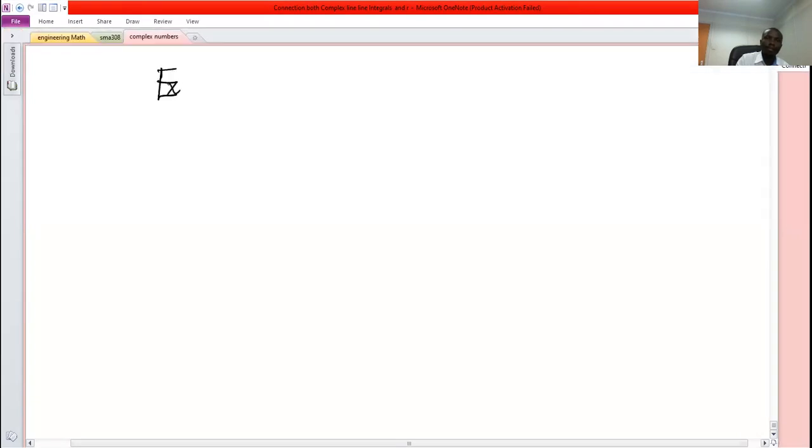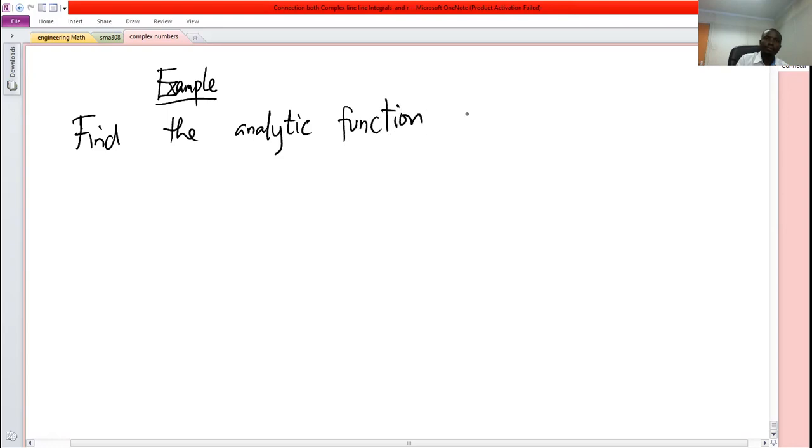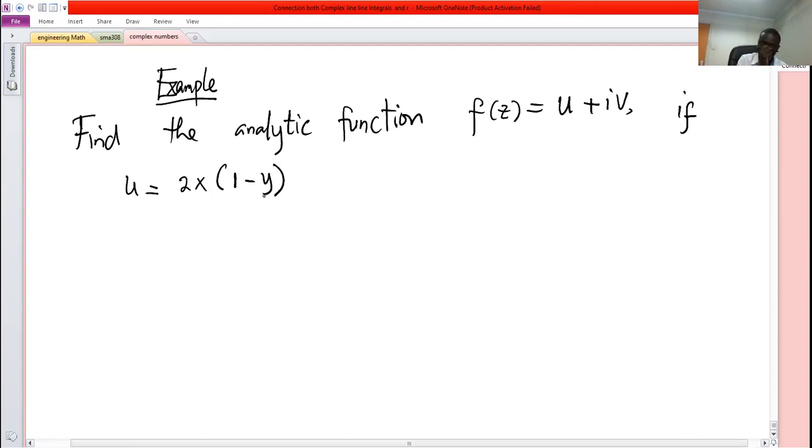So example 1. Find the analytic function f of z given by u plus iv, if u is a function 2x into 1 minus y. Let's start with this appetizer.